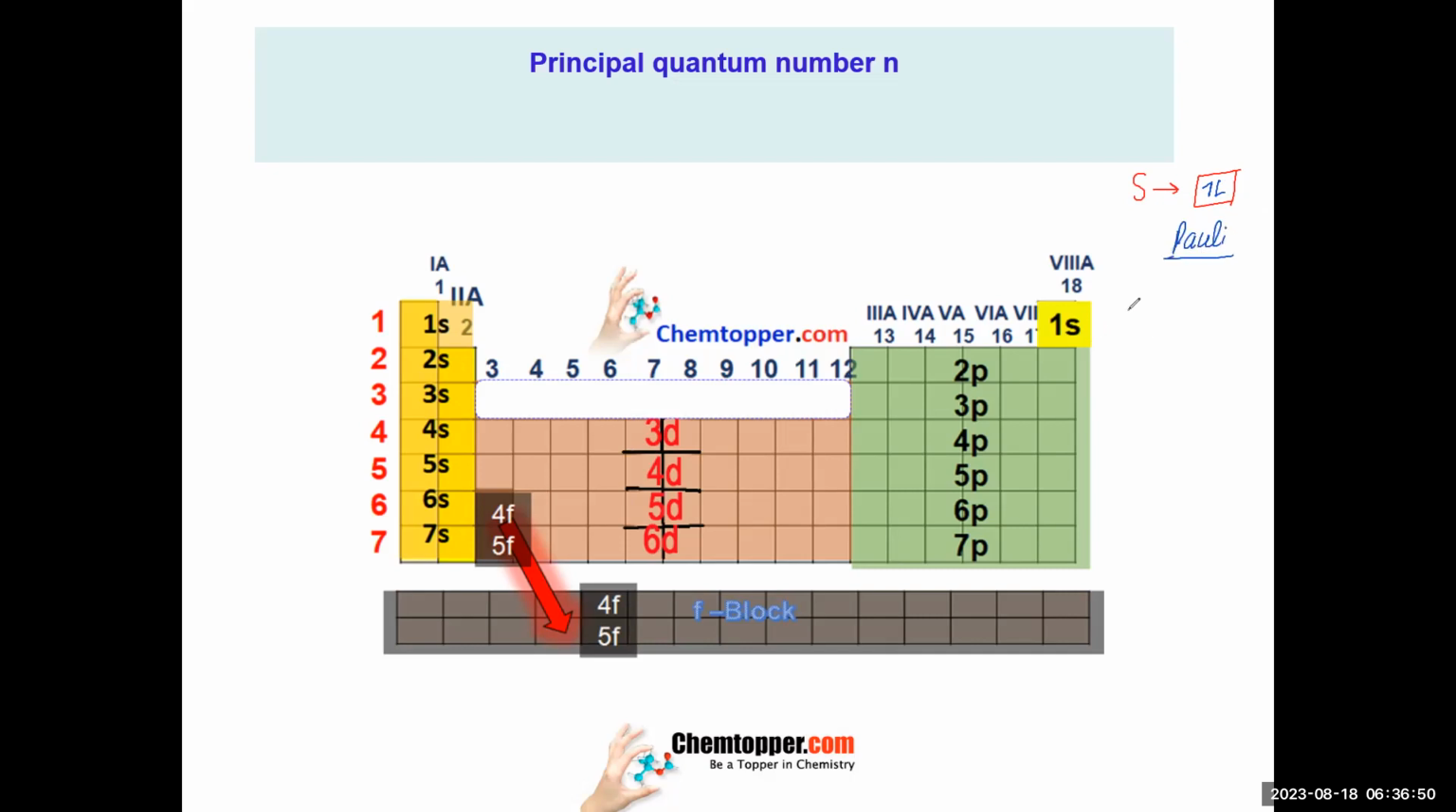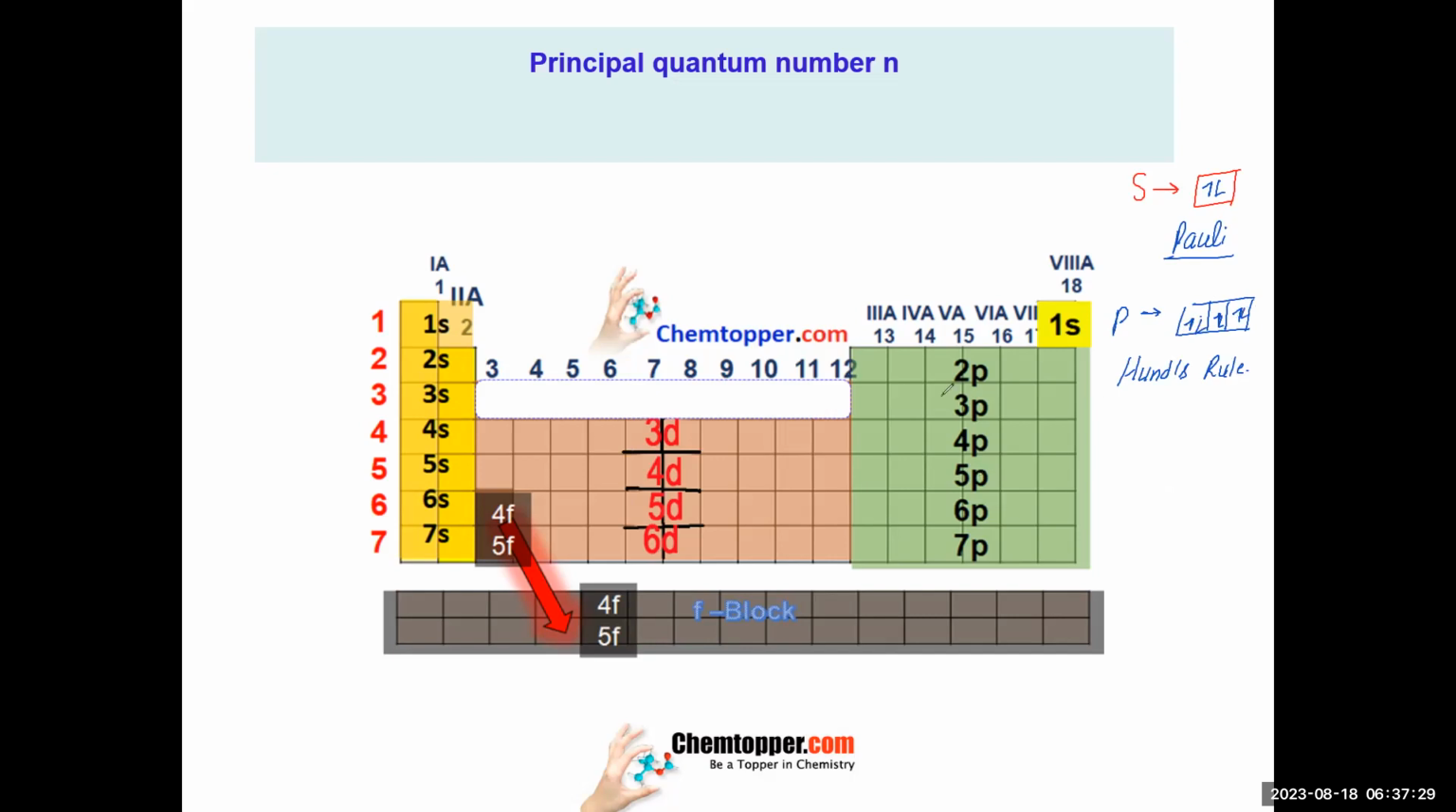You can see my notes there. And then in the p subshell, how many orbitals are there? 3. How many maximum electrons can you place? 6. But we have to follow one rule: first we place them singly with parallel spins, and then pairing starts. This is called Hund's rule. So p can have a maximum of 6.